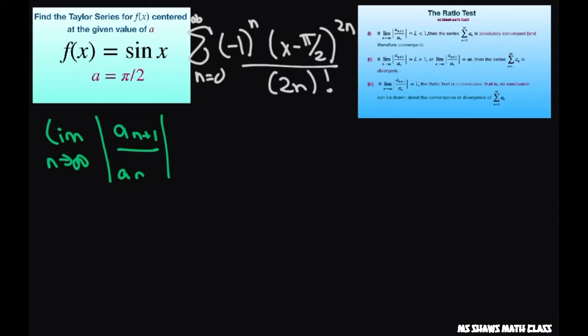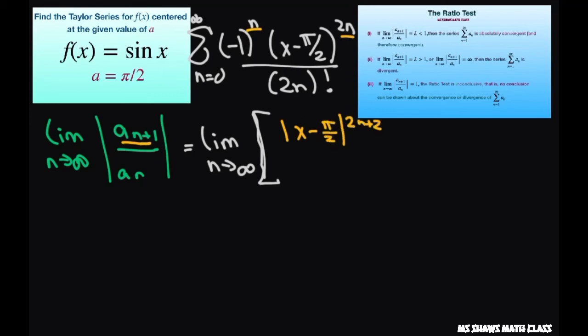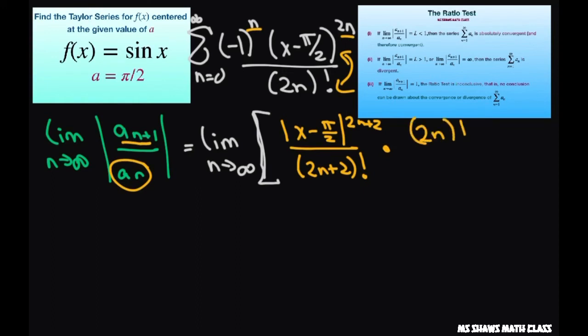All right, so for this, we're going to write this as the limit as n approaches infinity, and then we're going to substitute in n plus 1 for our n's here. So we're going to get x, and let's just put the absolute value here, because we only do have to do absolute value on the x part. So we're going to get absolute value of x minus pi divided by 2 to the power of 2n plus 2 divided by 2n plus 2 factorial. Now times a sub n, which is supposed to be divided, but when you multiply, you just multiply by the reciprocal. So that's going to be 2n factorial divided by absolute value of x minus pi divided by 2 to the power of 2n.